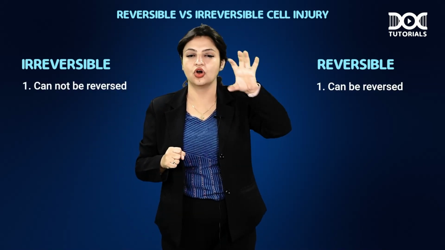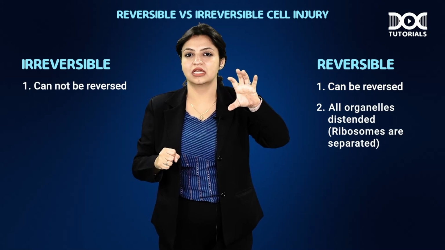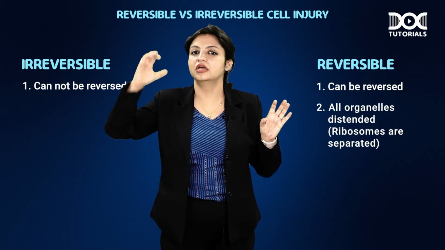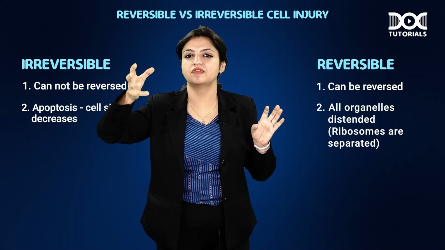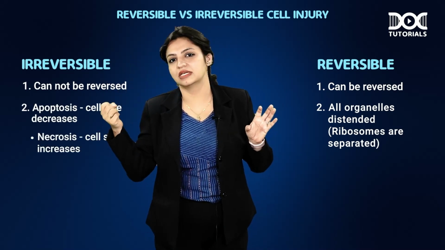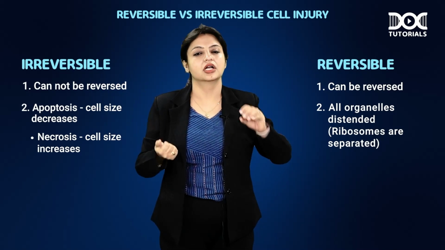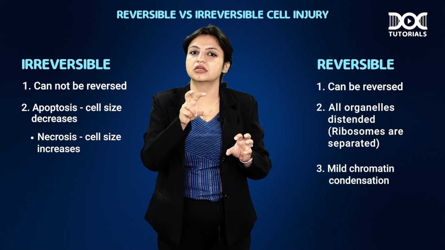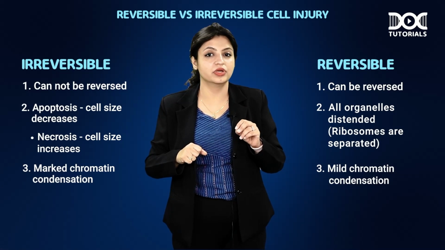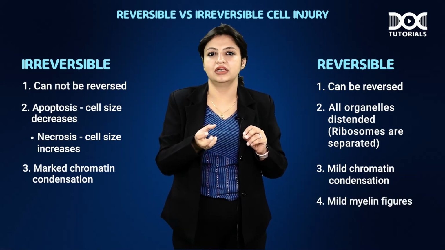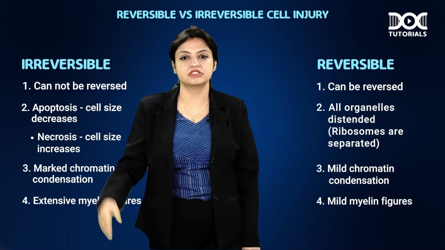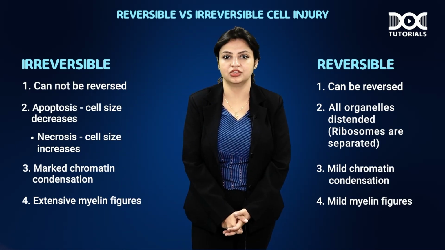Come to the size of the organelles. All the organelles are distended except the ribosomes, which get separated, and so fatty change starts. In irreversible, depending upon the type, if it goes to apoptosis, the size is going to become smaller. If it gets necrosis, the cell size is going to become bigger. Coming to the nucleus, the chromatin here condenses mildly. There it is marked condensation. The last is the cytoplasm. There are mild myelin figures here. There are extensive myelin figures in irreversible cell injury. That's the difference between reversible and irreversible cell injury.